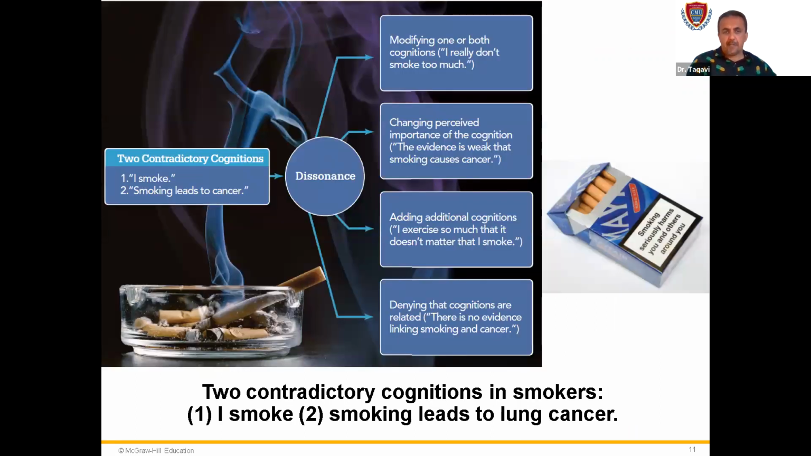And you can see here, for example, about smoking, many smokers, heavy smokers, have two contradictory beliefs about smoking. One, I smoke. Two, smoking leads to lung cancer. These are contradictory beliefs. You cannot say, I am killing myself. You cannot accept that you are killing yourself. So it creates a cognitive dissonance in you.